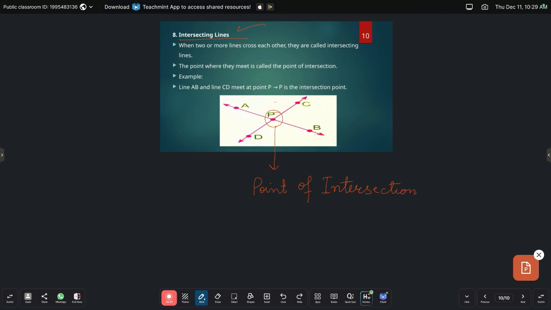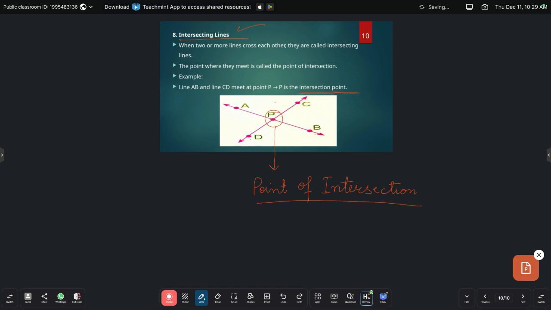Once again, I will repeat. Two or more lines cross each other at point P. Suppose here it's at point P. We can say that this point P, where these two lines are meeting, is called the intersecting point or point of intersection. You can also name it as intersecting point or point of intersection. It's one and the same thing.